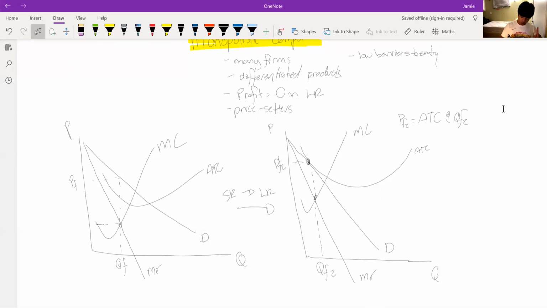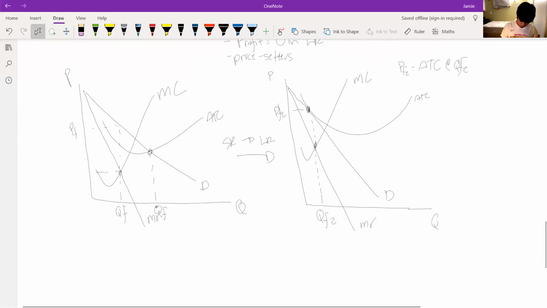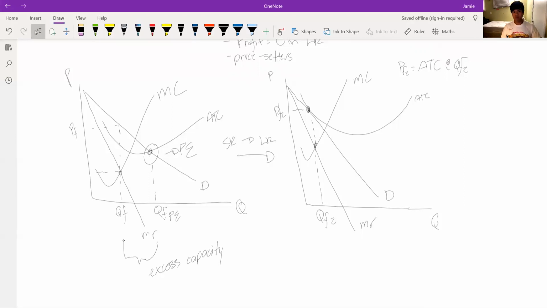A few things I want to make note of here is what's called excess capacity between the QF and PE. At this point, this is productive efficiency. The difference between the quantity at the productively efficient point and QF is what's called excess capacity. And so this firm is purposely not producing the optimal or cost minimizing level of output.